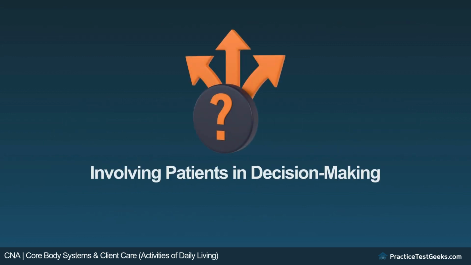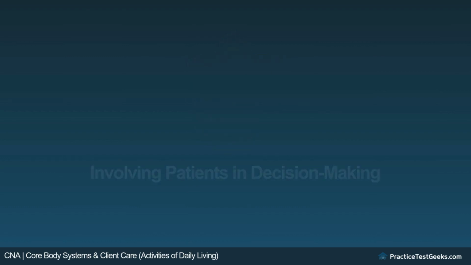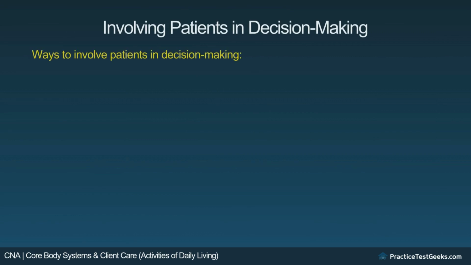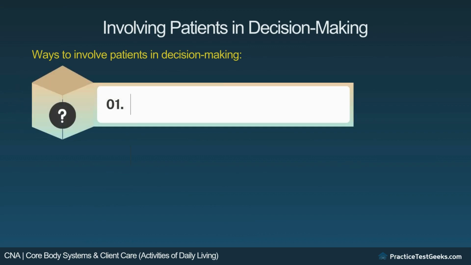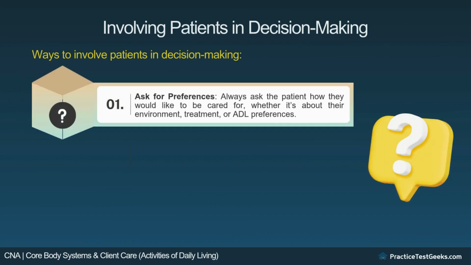Involving patients in decision-making helps patients feel more in control of their care, which can positively impact their recovery and overall satisfaction with care. Ways to involve patients in decision-making. 1. Ask for preferences. Always ask the patient how they would like to be cared for, whether it's about their environment, treatment, or ADL preferences.